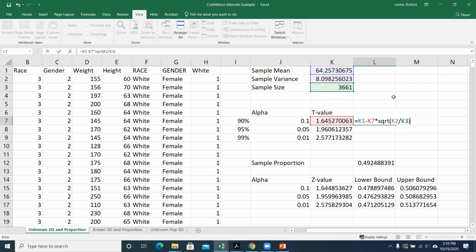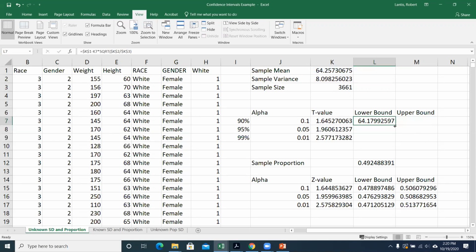So if I copy this down, I can then get the lower bound for the next 2 levels of confidence. The problem is the only thing I really want to change when I'm computing the lower bound for different confidence levels is the t value that I'm using. I still have the same sample mean, sample variance, and sample size. So I'm going to freeze those cells. I can hit my F4 shortcut here, or if I'm on a Mac, Command T.